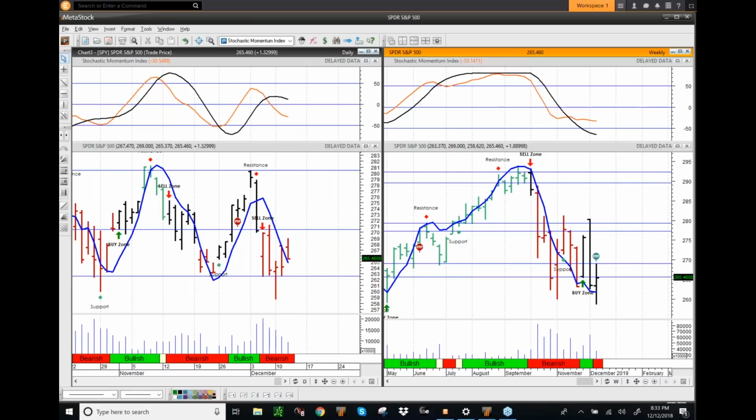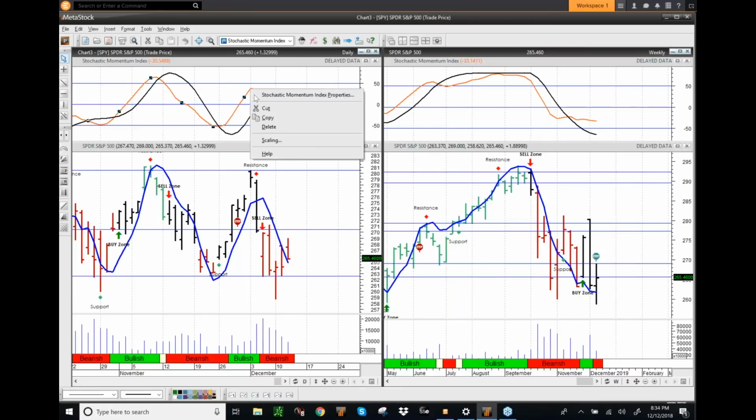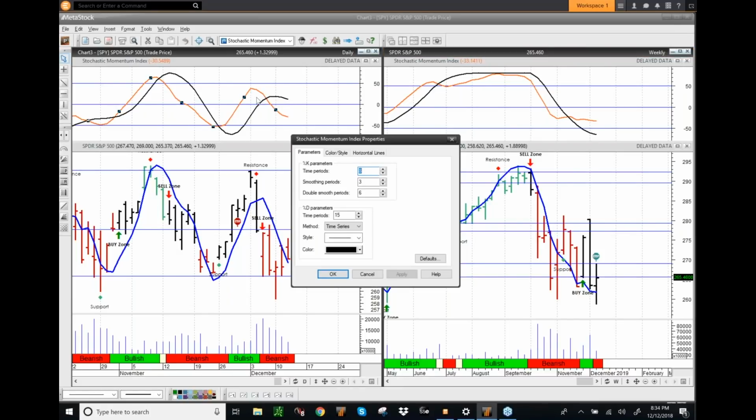All right, so here are the parameters for the stochastic. I do not use a standard stochastic space. So here it is again for you.